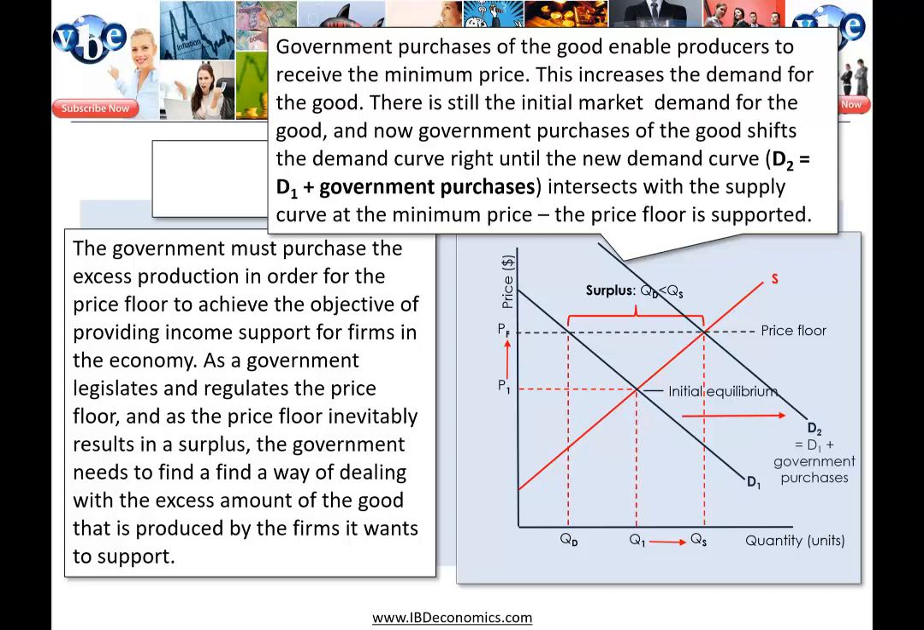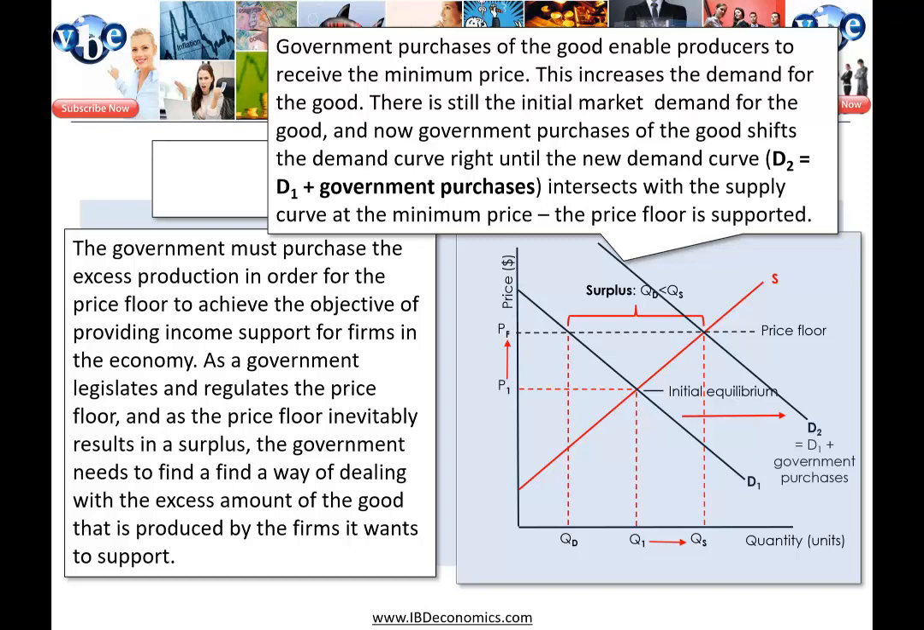And that's essentially an increase in demand for the good. We have initial demand, and it's just consumers in the market. But to be able to purchase all of the product that's being supplied now at that higher price, the government must step in to purchase it, and that's an increase in demand. So it's D1 plus government purchases.